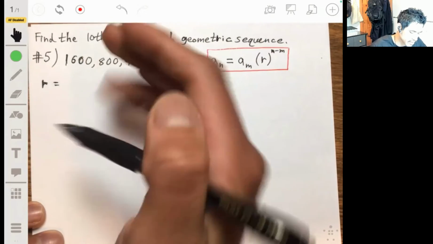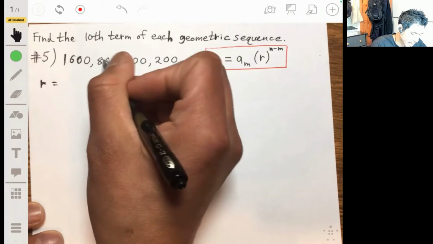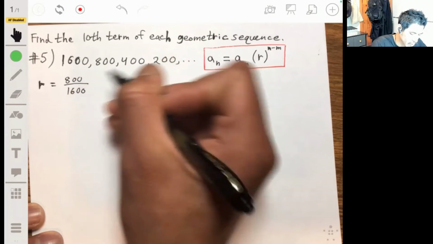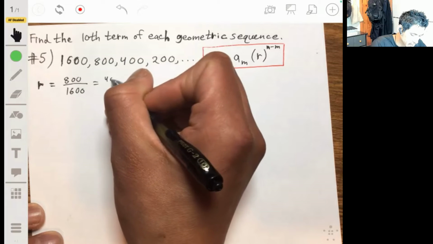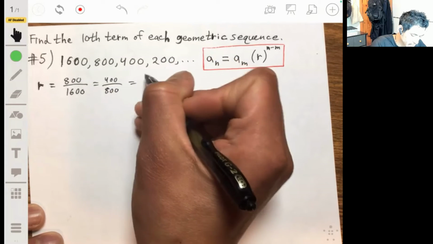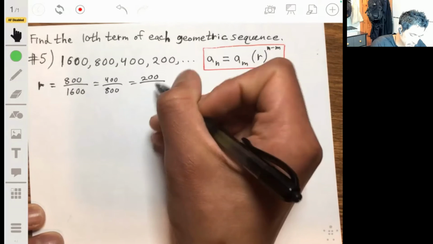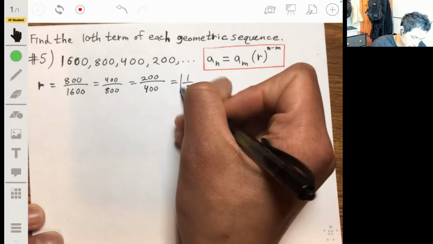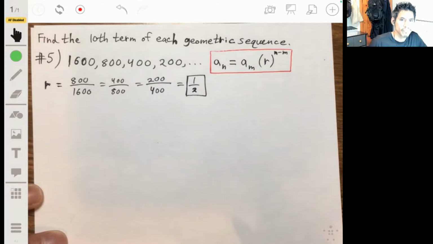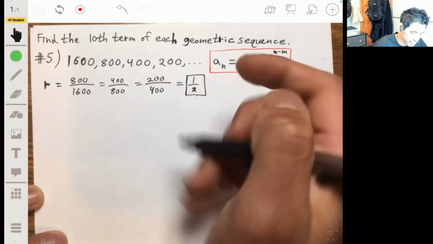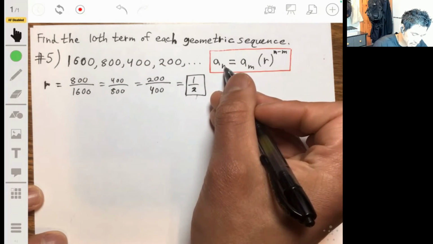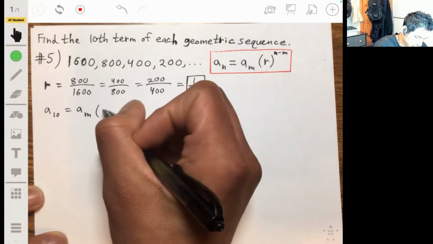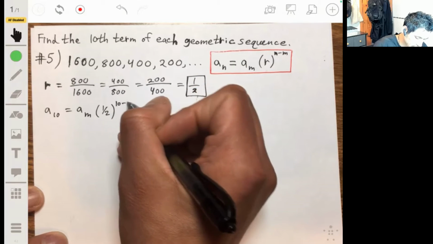What you would do is just take two consecutive terms backwards and divide them. So we would go 800 over 1600, or 400 over 800, which is going to be the same as 200 over 400. It's going to be the same common ratio, which is 1/2. Then we use this in place of r. We're trying to find the 10th term, so we're going to have a10 equals a_m times 1/2 to the 10 minus m.